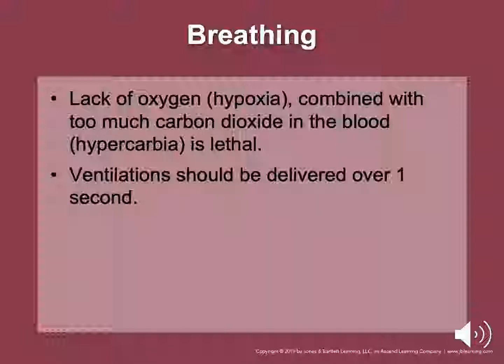Breathing: the lack of oxygen, hypoxia, combined with too much carbon dioxide in the blood, hypercarbia, is lethal. Ventilation should be delivered over 1 second, which prevents air being forced into the stomach, resulting in gastric distension.